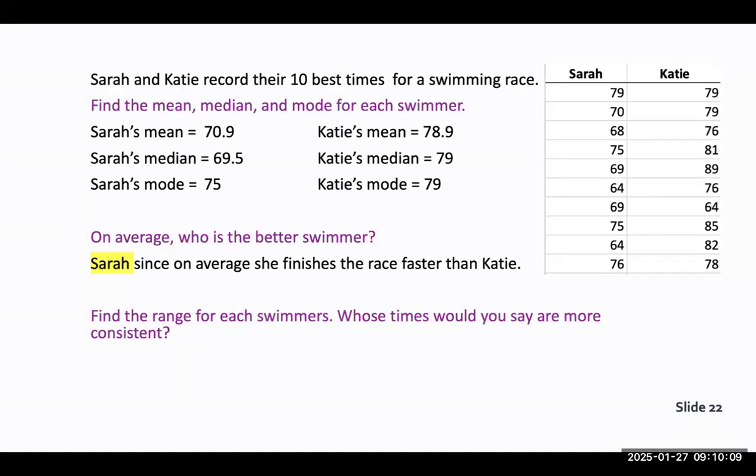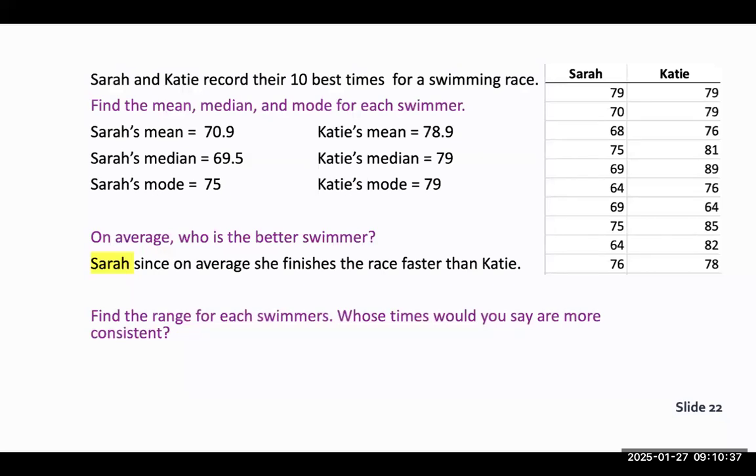Now, when we use the word average, we're typically talking about the mean. So whenever I say on average who's the better swimmer, you're going to look at the mean and compare the means. And you see that Sarah's mean is lower than Katie's mean. But it turns out for each of the mean, median, and mode, Sarah's always better than Katie when it comes to swimming.